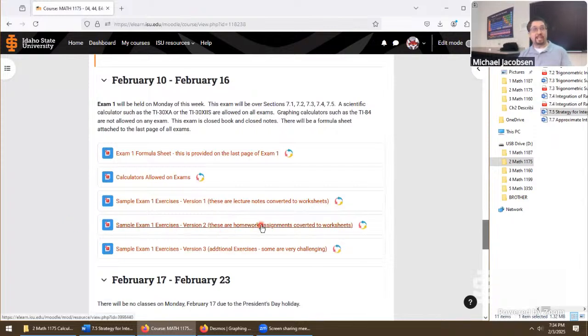I'm not sure if too many people take a look at these, but there's a reason it's here. It's my way to indicate to you that when I write exam 1, it's going to be heavily motivated by sample exam versions 1 and 2. In fact, after I write the exam, I double check these things.